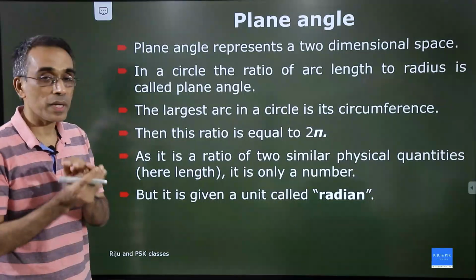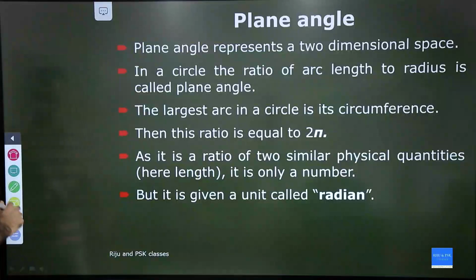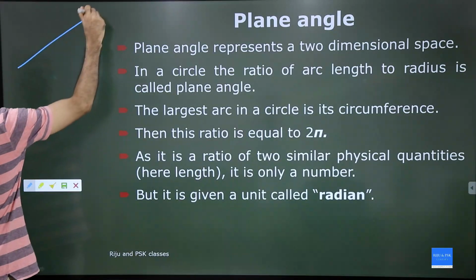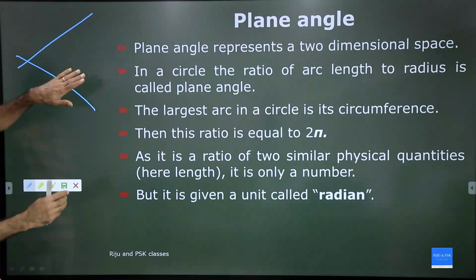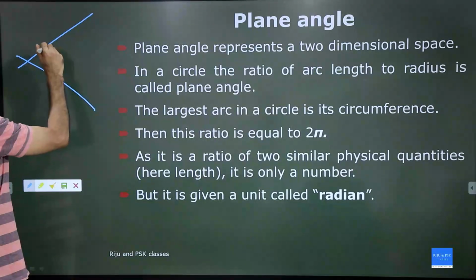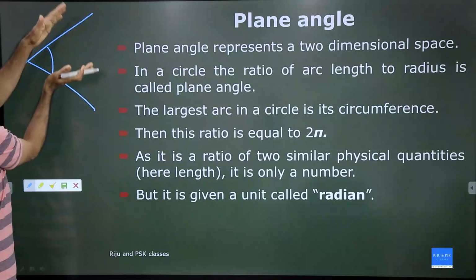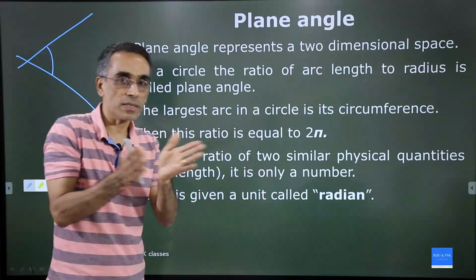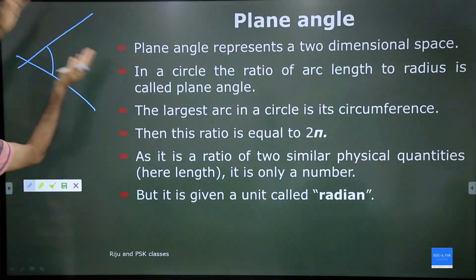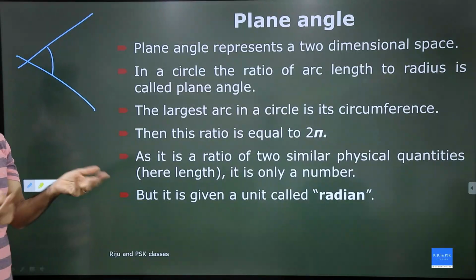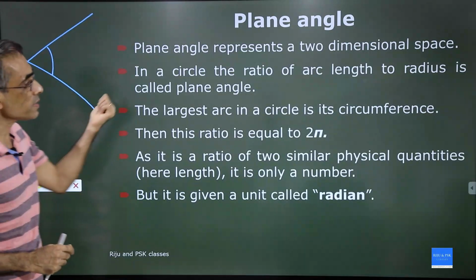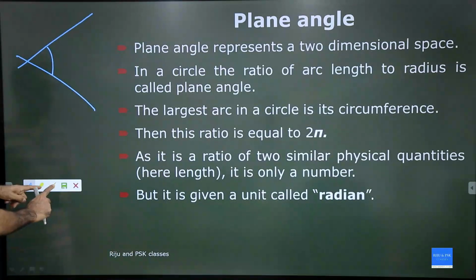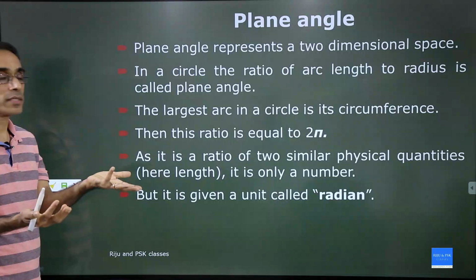Plane angle represents two-dimensional space. What does it mean? See, there is one line like this, another line like this one. These two lines are in the same plane, and the plane angle represents this space in between. It's not the exact representation of it, but it represents that space in between. If the angle increases, there is more space. Angle decreases, there is less space. That's what we mean. In a circle, the ratio of arc length to radius is called plane angle.